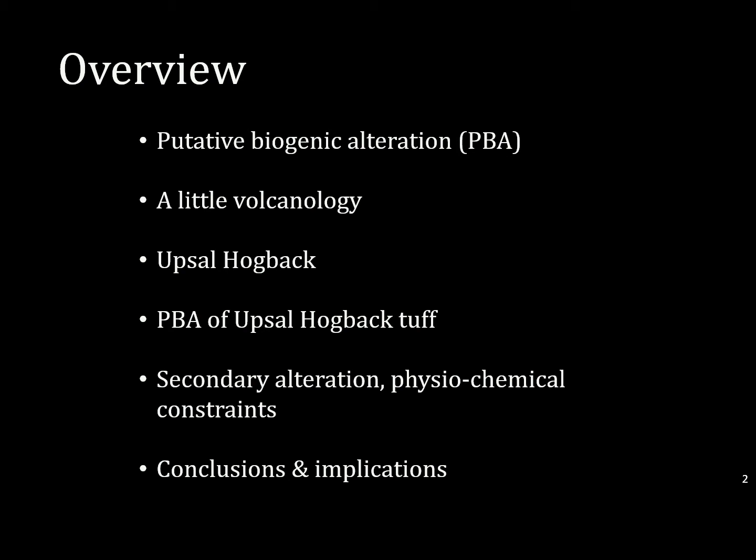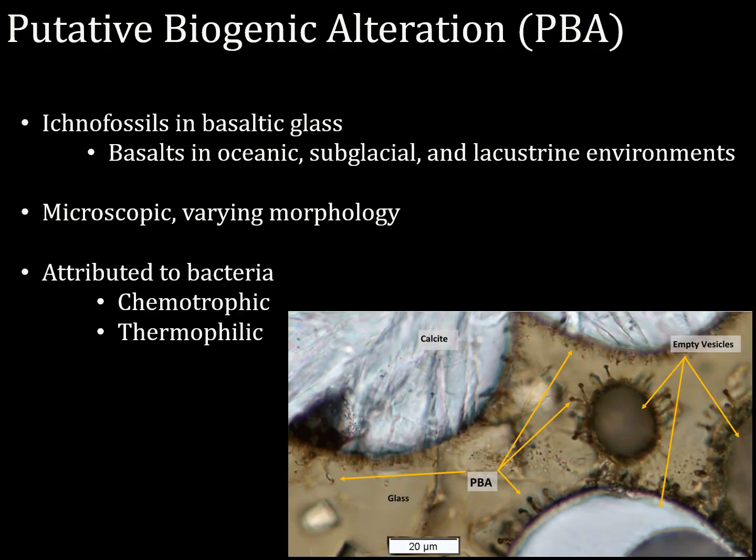To understand where it's happening, we'll do a little bit of volcanology. I'm going to introduce you to a volcano called Upsal Hogback in Nevada. We'll talk about the PBA in that volcano's tuff. We'll talk about what tuff is first. Then we'll discuss secondary alteration of volcanic tuff and glass. This is basaltic tuff, and the physiochemical constraints that we can elucidate from that secondary alteration, and then the implications of this study.